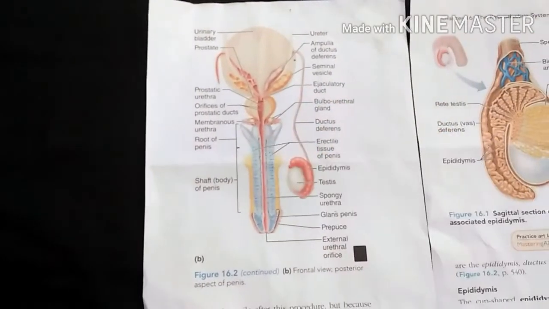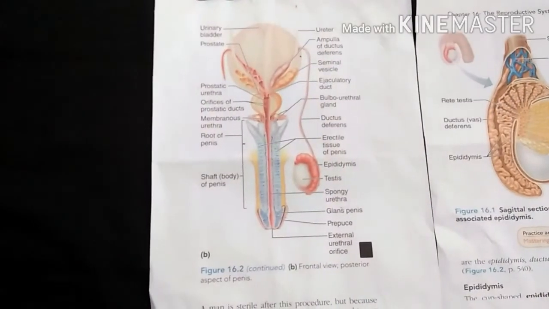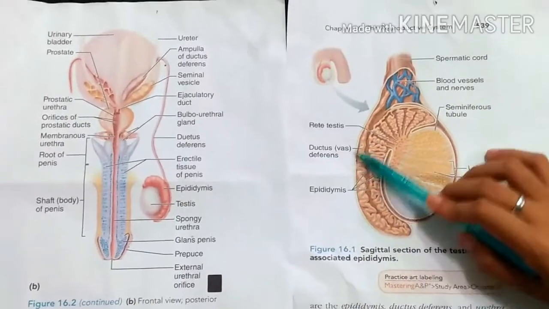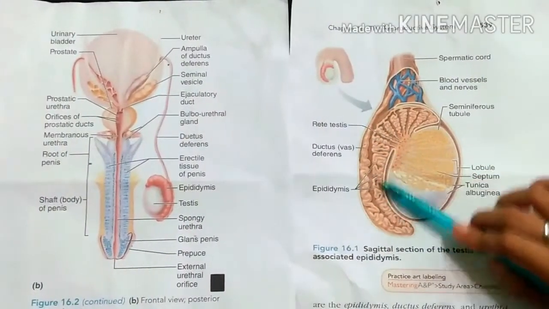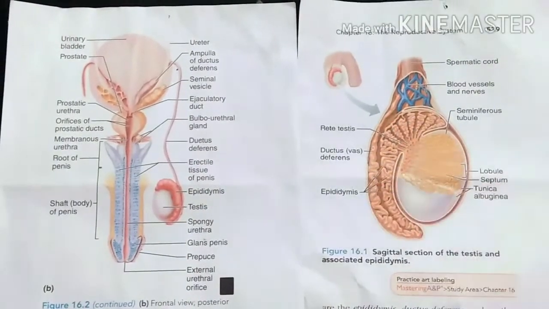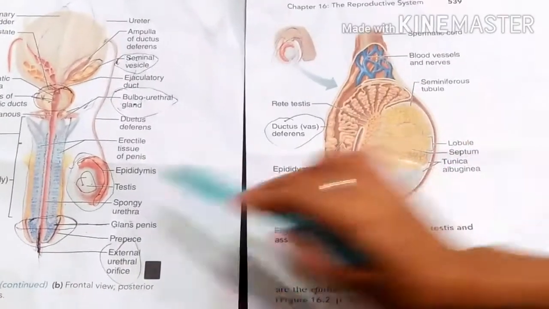The internal organs of the male reproductive system are called the accessory organs. It includes the vas deferens. This is the vas deferens. It transports mature sperm to the urethra in preparation for ejaculation. So later, you will know the ejaculation process. So next, this is the testis.